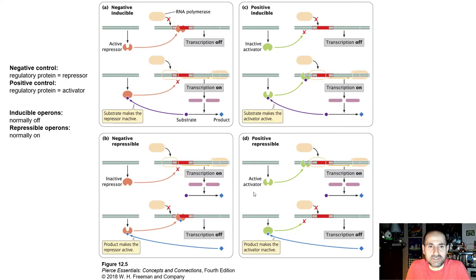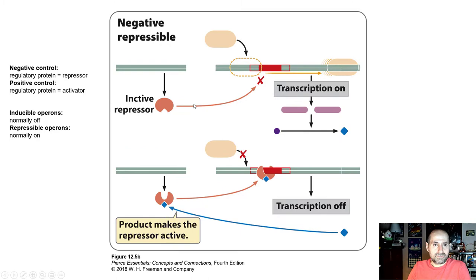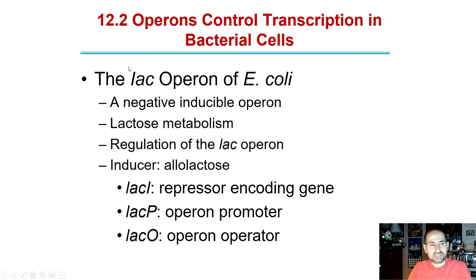And this is just going into each one of those examples that we just touched on. So now let's talk a little bit about the most famous and well-studied of the operons, the lac operon, short for lactose, right? The lac operon of E. coli. This is a negative operon, it involves a repressor, it's inducible, it's normally off. It's involved in lactose metabolism.